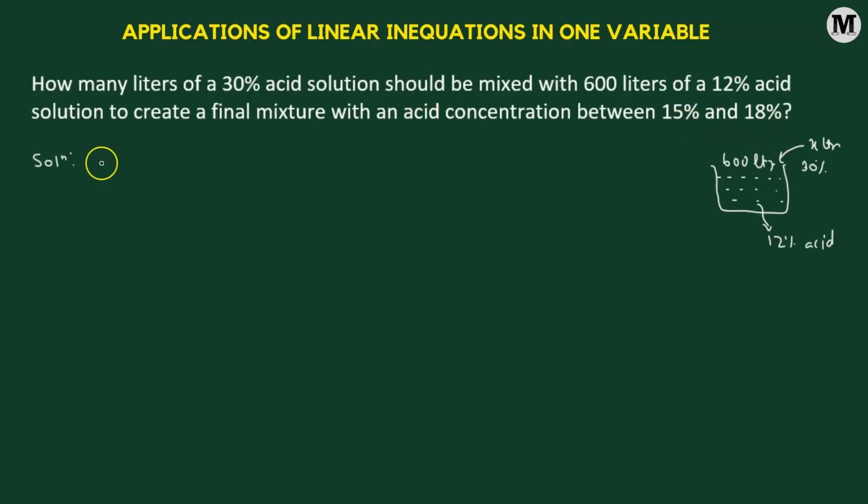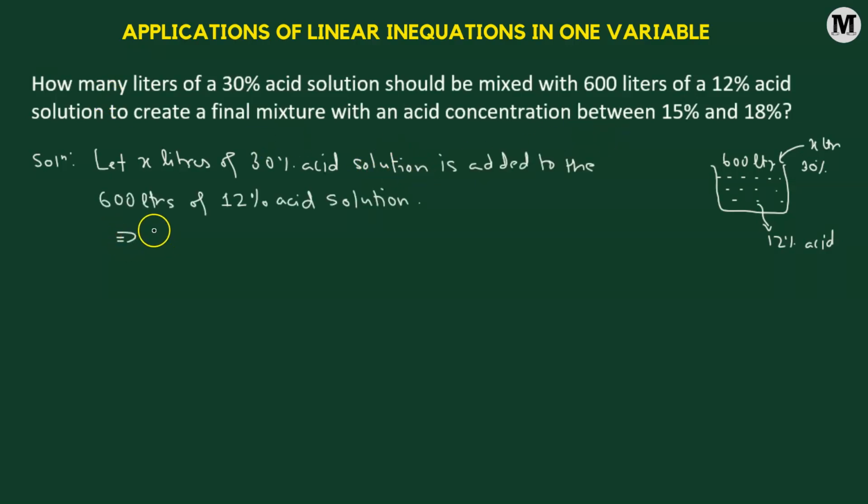To begin with, we'll suppose that X liters of 30% acid solution is added to the 600 liters of 12% acid solution. Now once we add it to the 600 liter solution, the total quantity of mixture is going to be equal to 600 liters plus X liters. So this is going to be in liters.